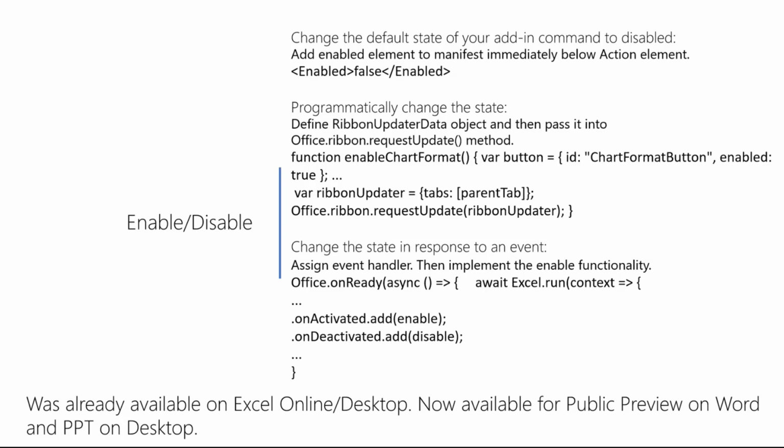And you could also change the state in response to an event. So you would first assign an event handler. It's commonly done with office.onReady, but you can choose to do it however you would like. And then you would implement your enable function similar to the programmatically changing the state. You would have to also make function enable. And then in this situation, it was on activated, you would enable this button, and then on deactivated, you would disable. So there's two functions, and that's how you could use an event handler to use the enable disable functionality.